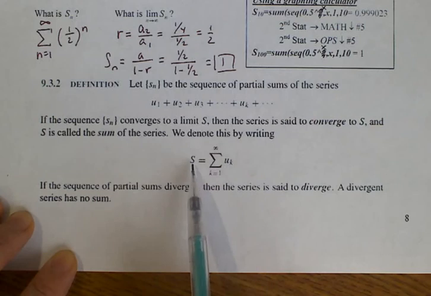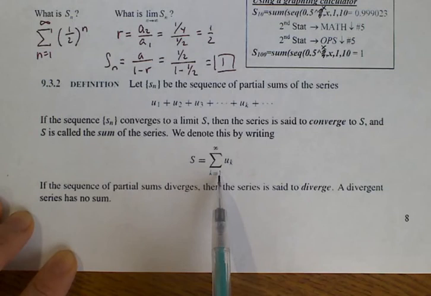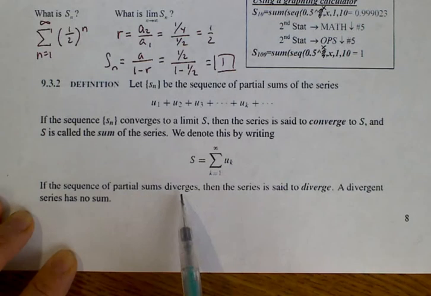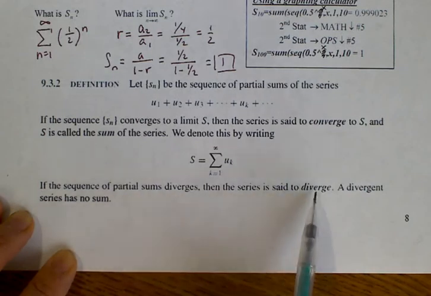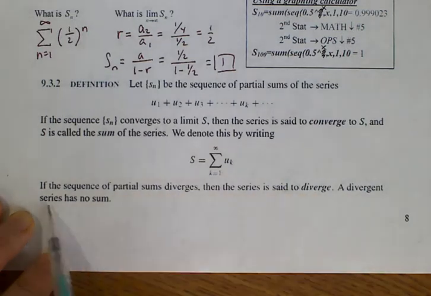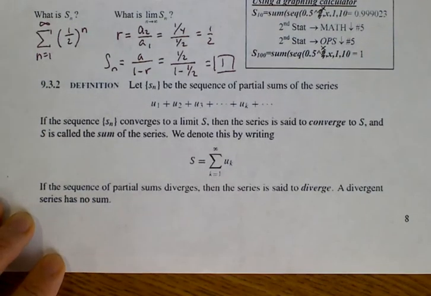Notice that the only difference that we have right here is S is equal to the sum from k equals 1 out to infinity of U of k. And if the sequence of partial sums diverges, then the series is said to diverge. And a divergent series has no sum. It usually goes to either infinity, negative infinity, or it'll oscillate between 2 values. Okay, let's move on to page 9.